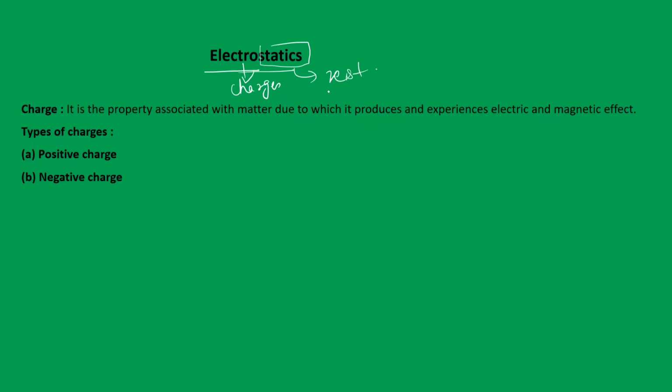What do you understand by the word charge? When we go to the definition of charge, it is the property associated with matter due to which it produces and experiences electric and magnetic field. It is nothing but a property, or you can say energy, due to which it can experience attraction or repulsion. So this is what the definition is.